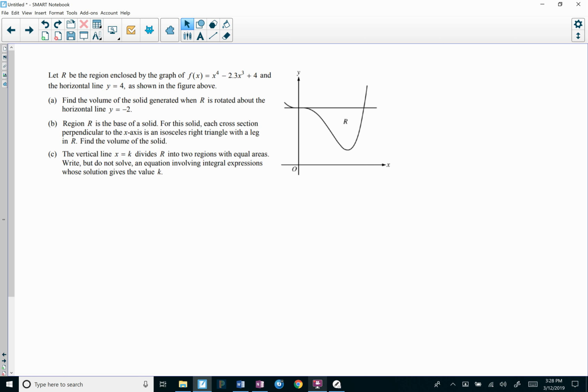Okay, I assume you've read and worked the problem, so we're going to do another volume and area question. So we have the region R. We want to find the volume rotated about the horizontal line y equals -2. So we're down here. And horrible, horrible drawing here, but the idea.